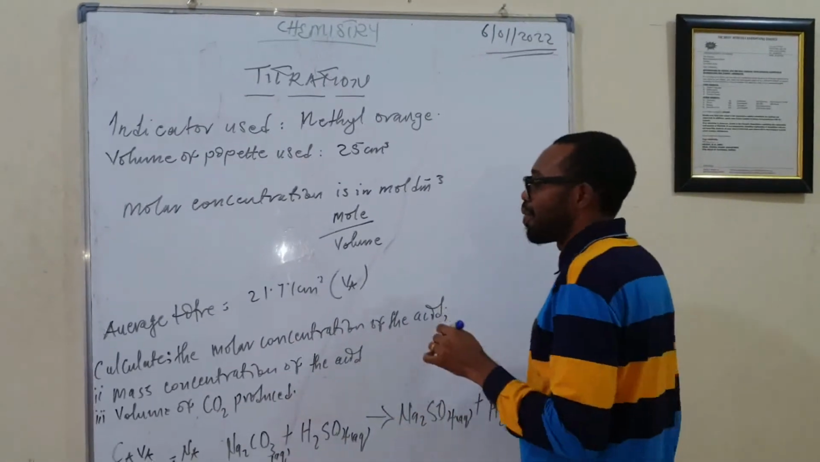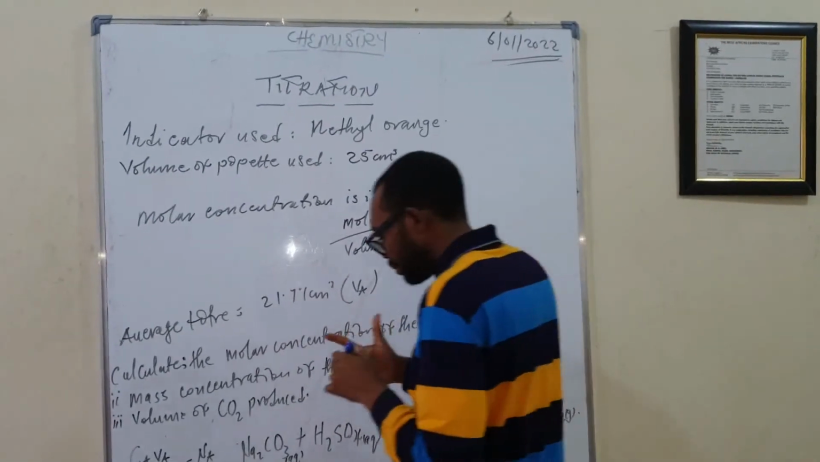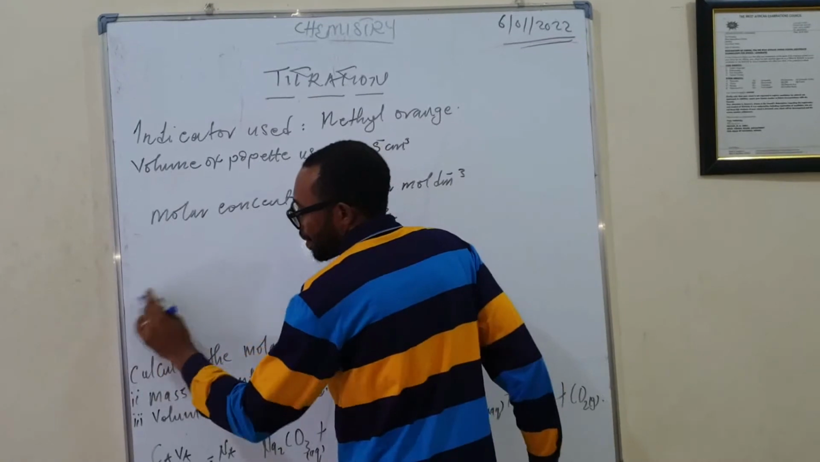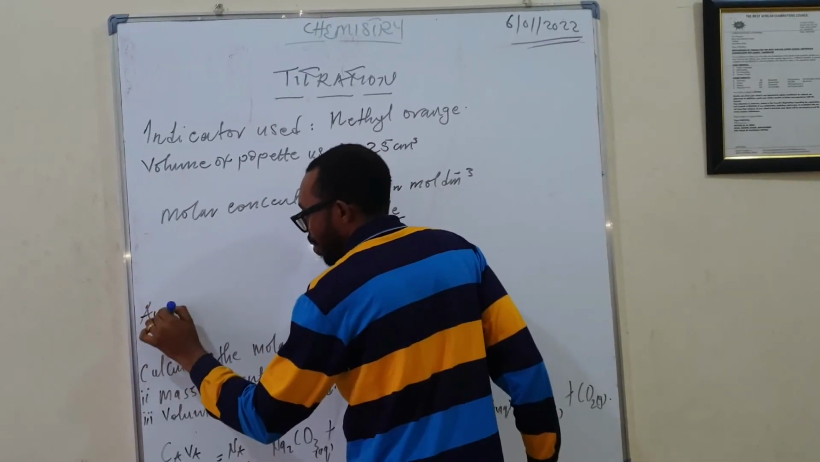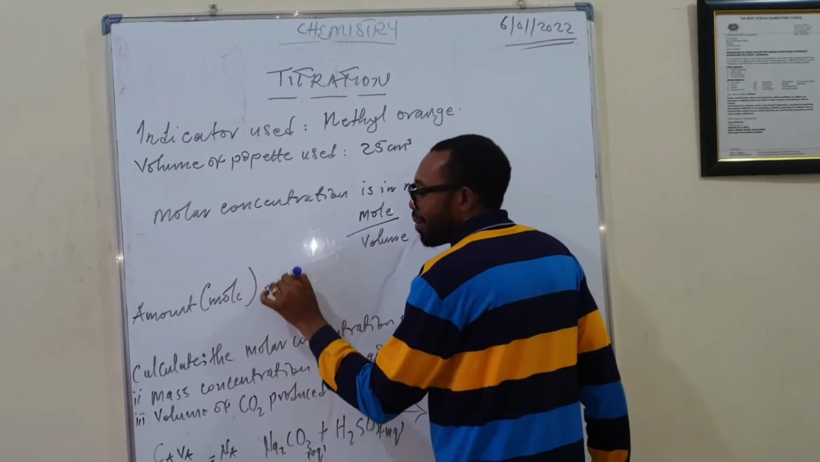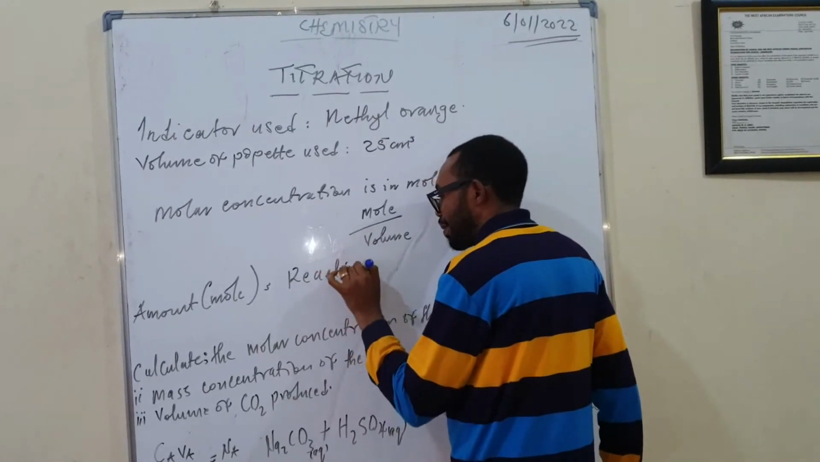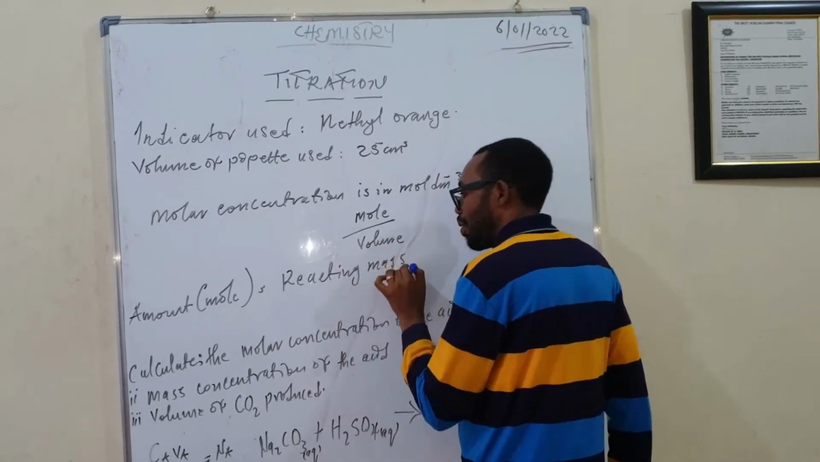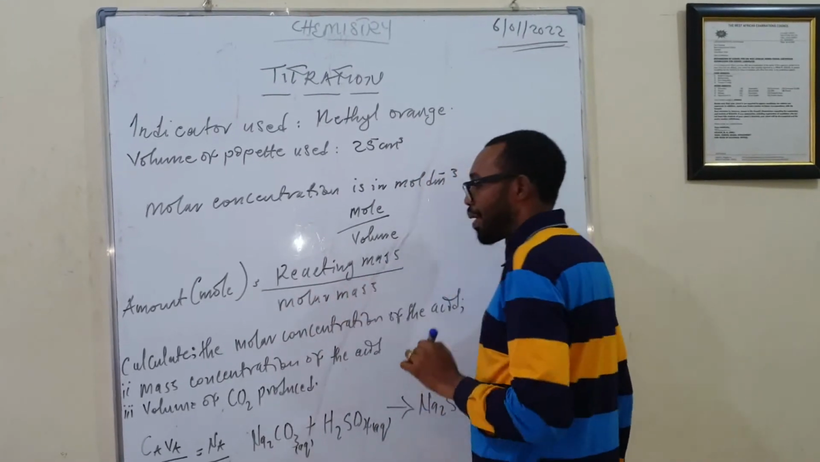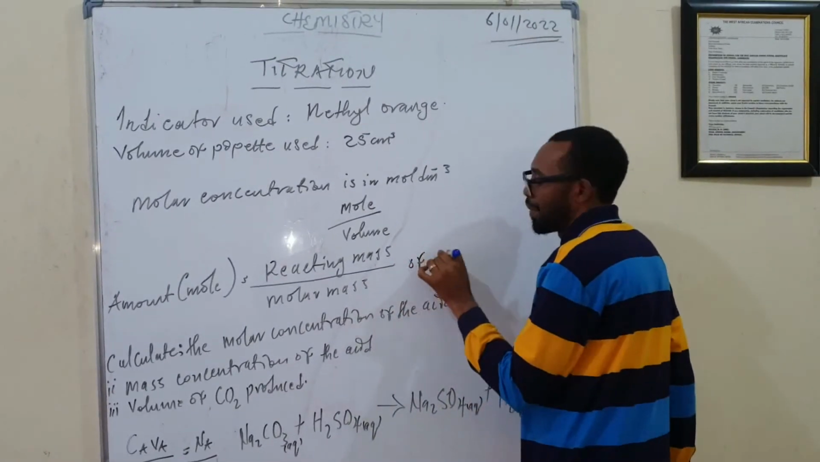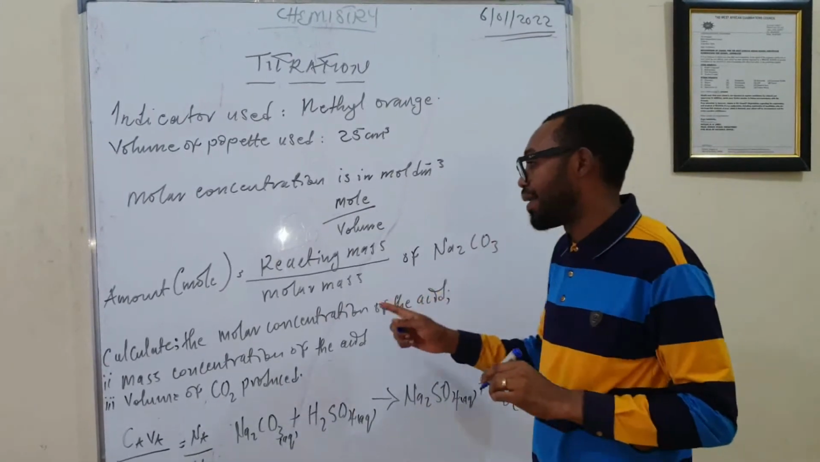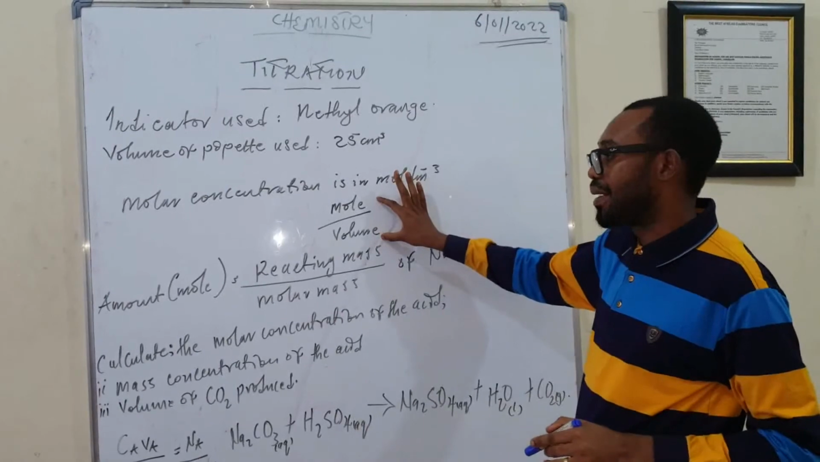Now before we can find the mole for the base, which is B, we are given the reacting mass. So we have amount, which is in mole, and mole is the same thing as reacting mass over molar mass of Na2CO3. We have to first find that before we can apply this formula.